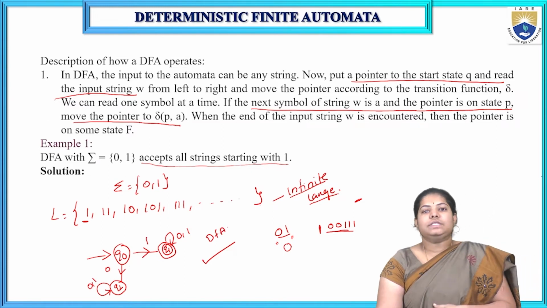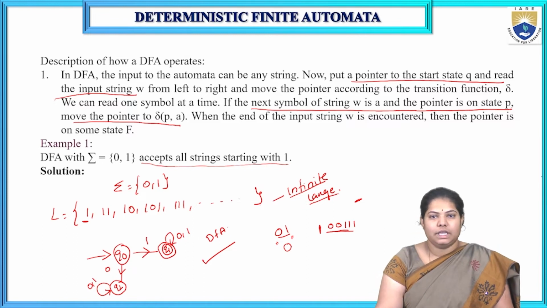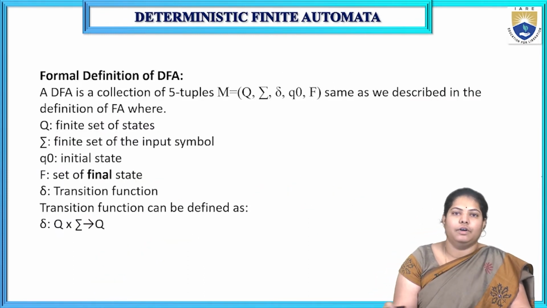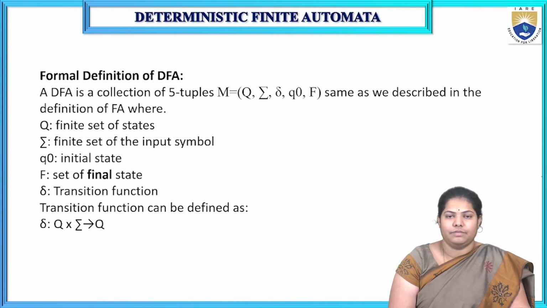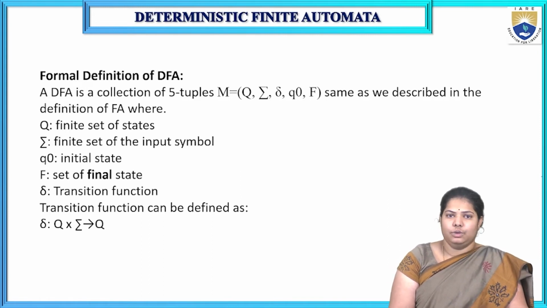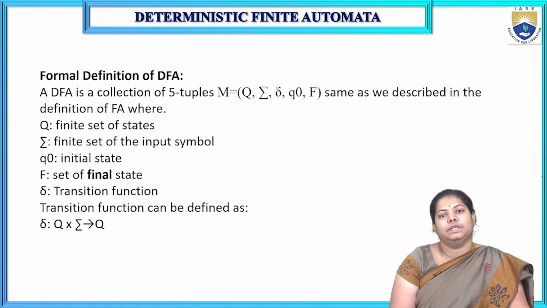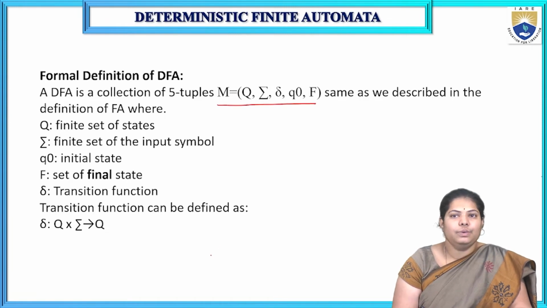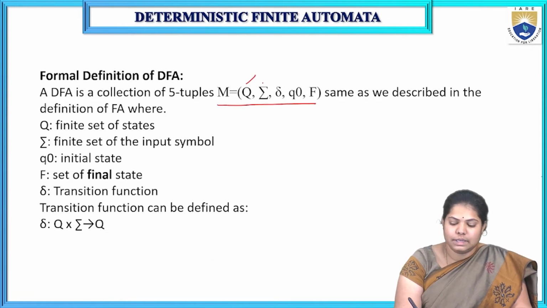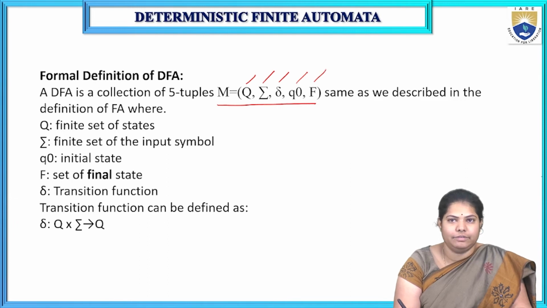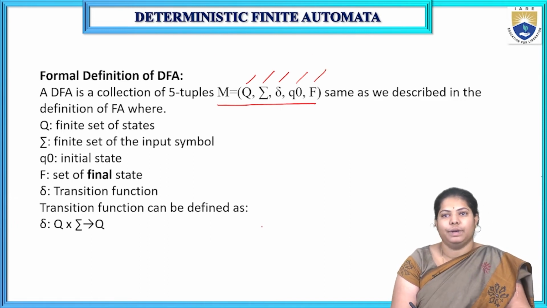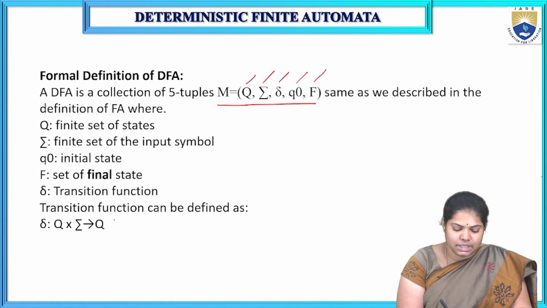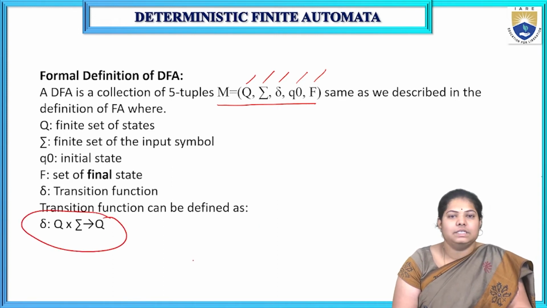Right. So how is this DFA defined? Next, the formal definition of the DFA. As I have told in the previous classes, all the finite automata are defined by using a specific 5-tuple notation. Those are M is equal to (Q, sigma, delta, Q naught, F). These are common for all the finite automata. But the difference is in the transition functions.